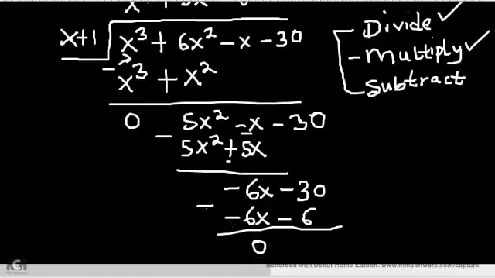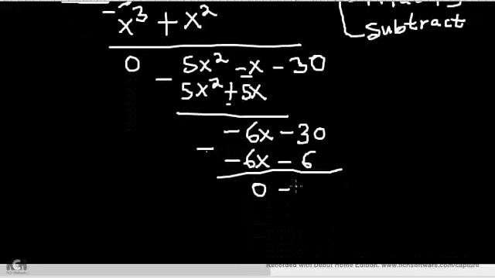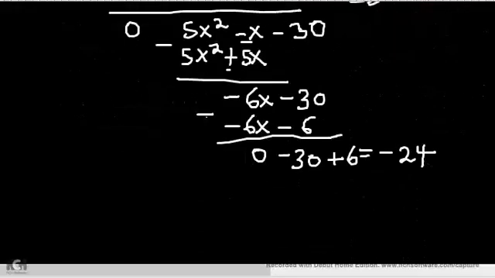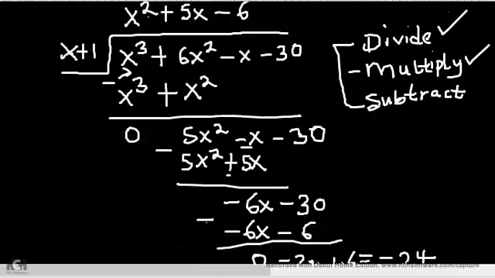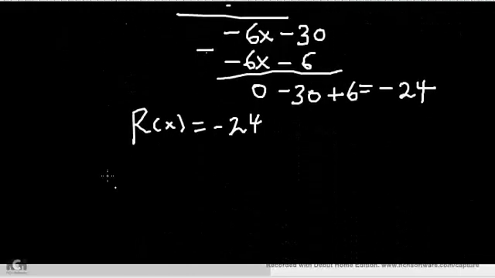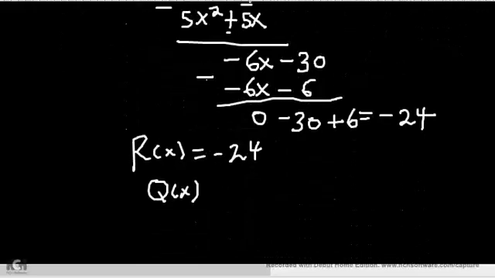Then my final remainder will be, because all my x are gone, minus 30, minus into minus is plus, minus 30 plus 6, and that should give me minus 24. So invariably, the remainder of dividing this polynomial is minus 24. And the result that I got, my quotient of this polynomial, is x squared plus 5x minus 6.